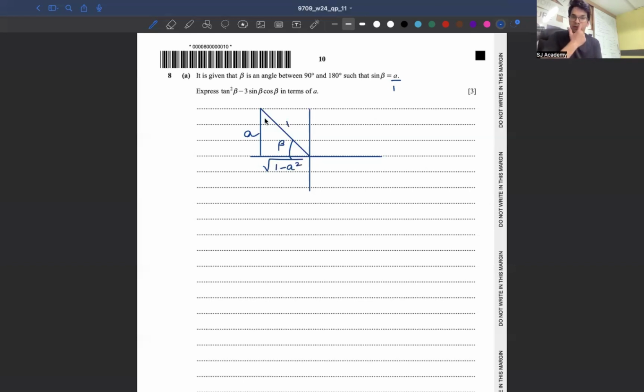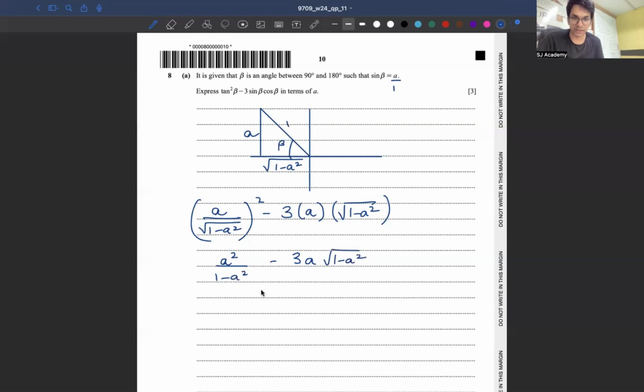For tan squared, we can write it as opposite over adjacent, so A upon square root of 1 minus A squared, and this whole squared, minus 3 sine beta cos beta. Sine is A, and cos beta will be adjacent over hypotenuse, so that will become square root of 1 minus A squared. Simplifying, this will become A squared upon 1 minus A squared minus 3A into square root of 1 minus A squared. So this will be the expression for tan squared minus 3 sine cos in terms of A.